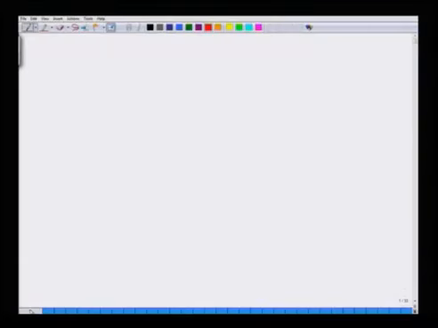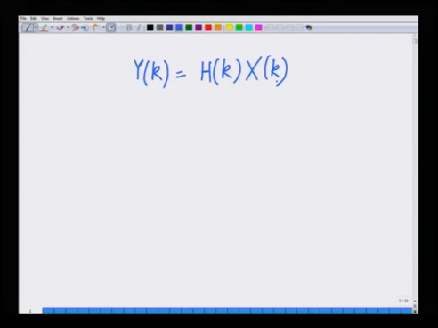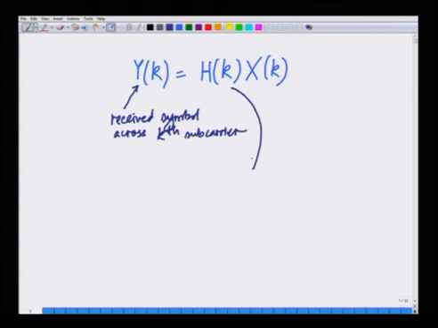So, what we have is yk equals hk times xk, that is the received symbol across the kth subcarrier. Let me emphasize again, yk is the received symbol across the kth subcarrier, and hk is the channel coefficient corresponding to the kth subcarrier.